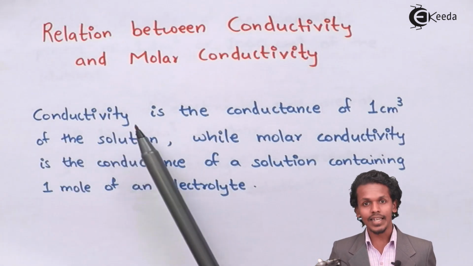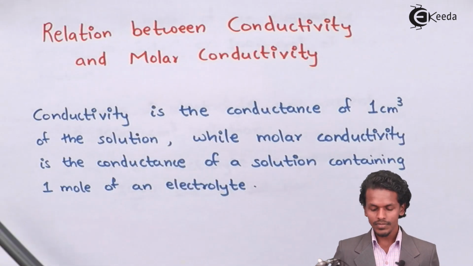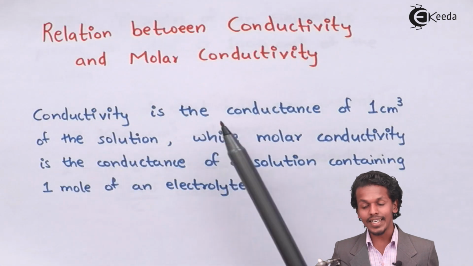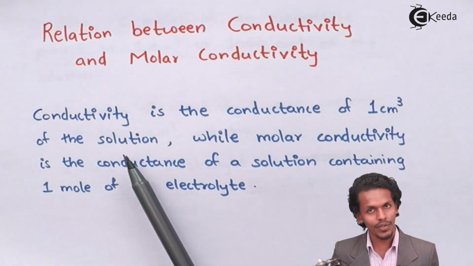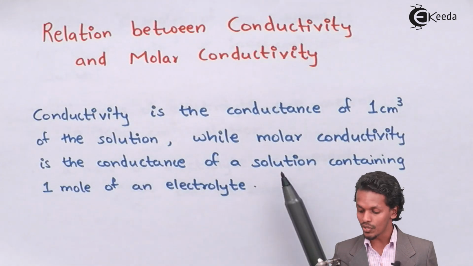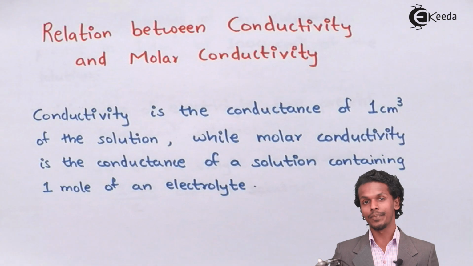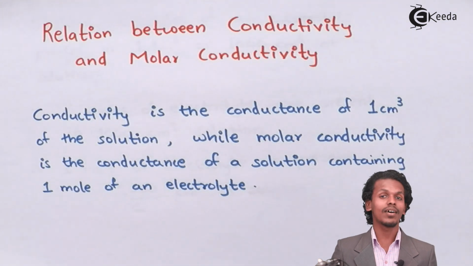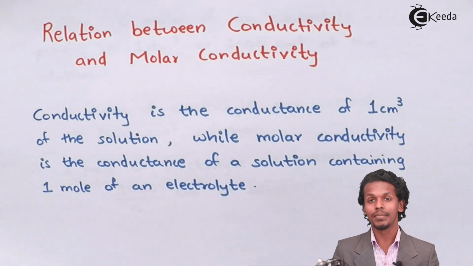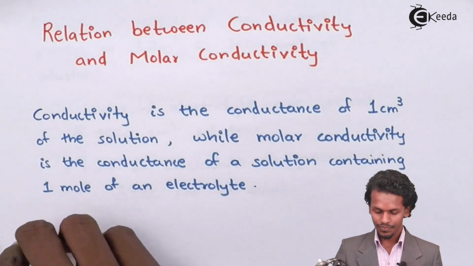So conductivity is nothing but the conductance of 1 cm cube of the solution, while the molar conductivity is the conductance of a solution that consists of 1 mole of an electrolyte. So both are almost the same but have different terms involved in them.